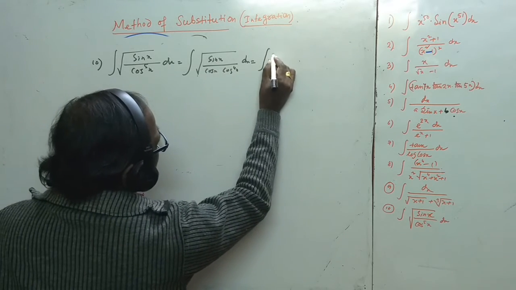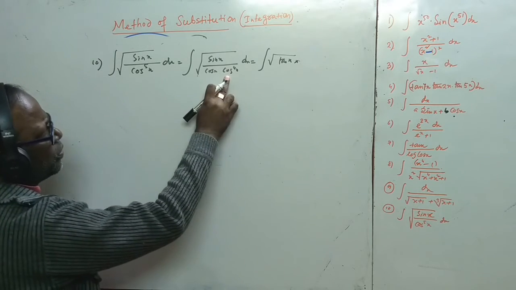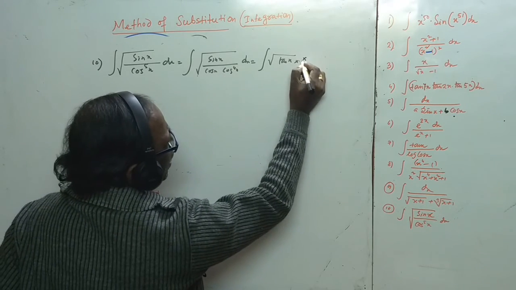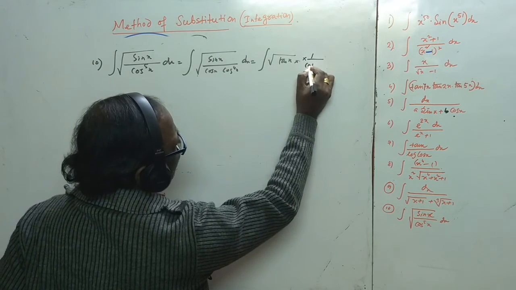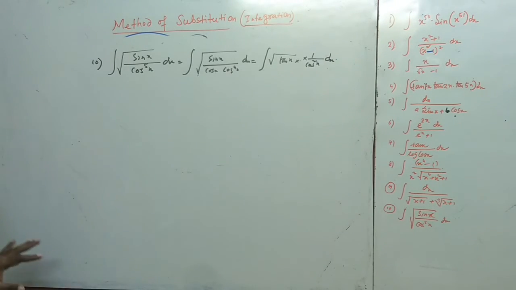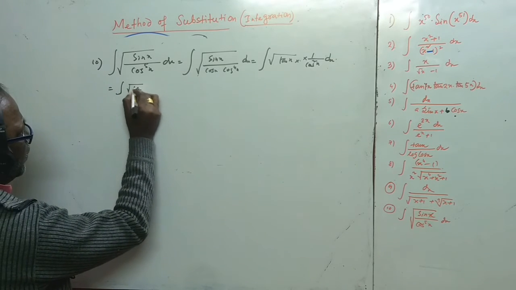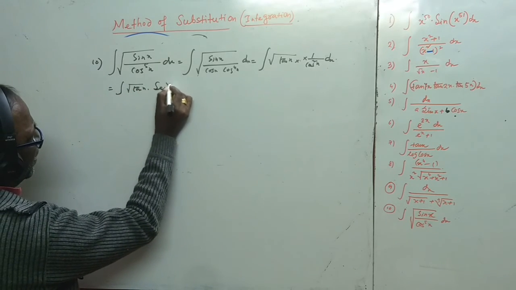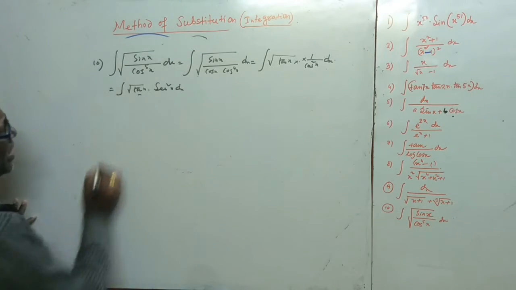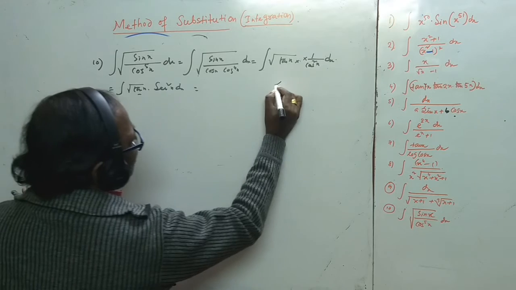Sin by cos, this is root tan x, and this is cos to the power 4. So out of the root you can write cos square here. The square root of cos to the power 4 is cos square. So again we write here root tan x, and this is sec square x. Let us assume tan x as a variable, and its derivative is sec square. So it is clear. Let us assume it as u.